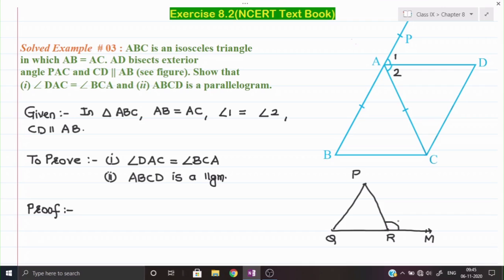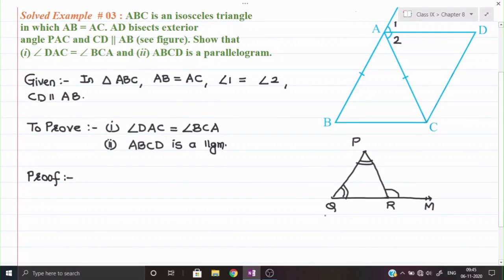Observe that angle PRM will be called the exterior angle, because it is coming outside the triangle, and this exterior angle is always equal to the sum of the two interior opposite angles. You observe the angles I marked with the double line: those two angles are interior as well as opposite to the exterior angle PRM. So what equation will be formed here?